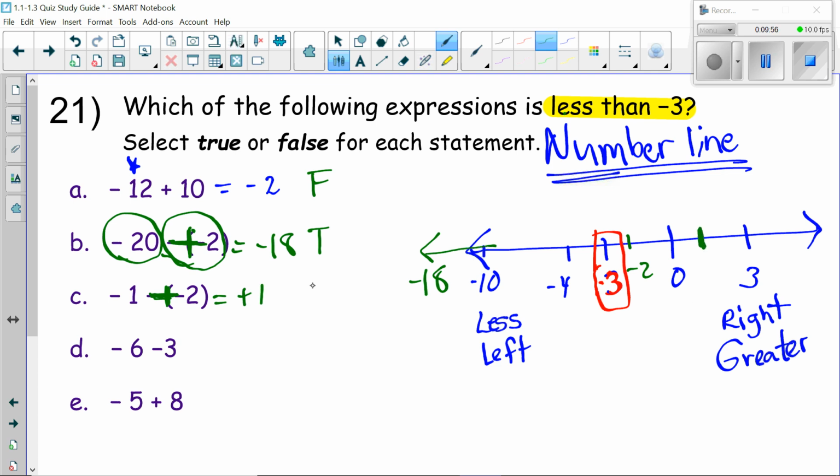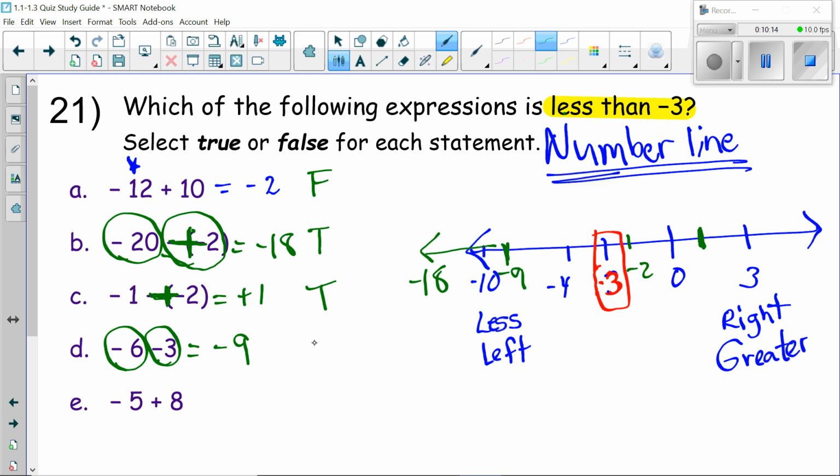Negative 6 minus 3. They're both negative. They're getting more negative. It becomes a negative 9. Same signs, add, keep the sign. Negative 9 is over here. That is on the left, so this one is less. That is a true statement.